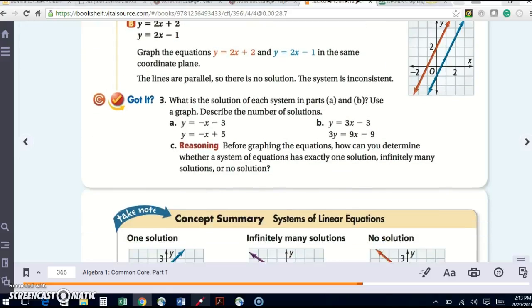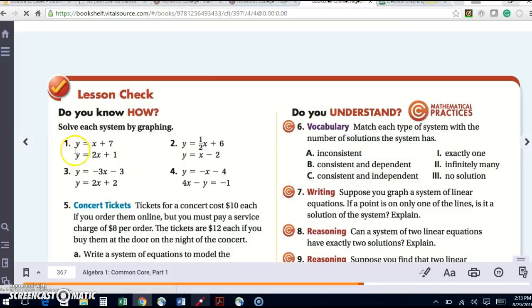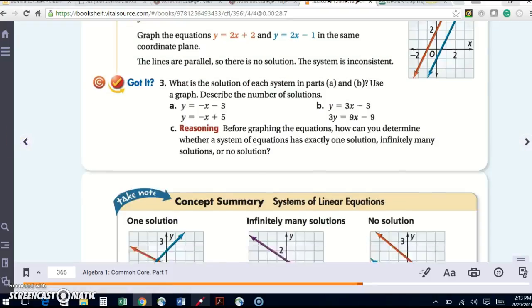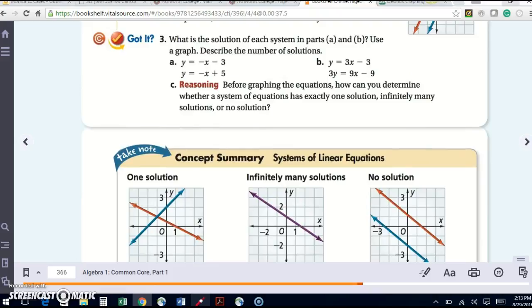C. Before graphing the equations, how can you determine whether a system of equations has exactly one solution, infinitely many solutions, or no solutions? So we know that it has no solutions if they are parallel. Remember, parallel means the exact same slope. So if the slopes are equal, there are no solutions. Infinitely many solutions is if they're the same line. And one solution would be a solution that was not like the other two that I just described. So I hope that this helps.